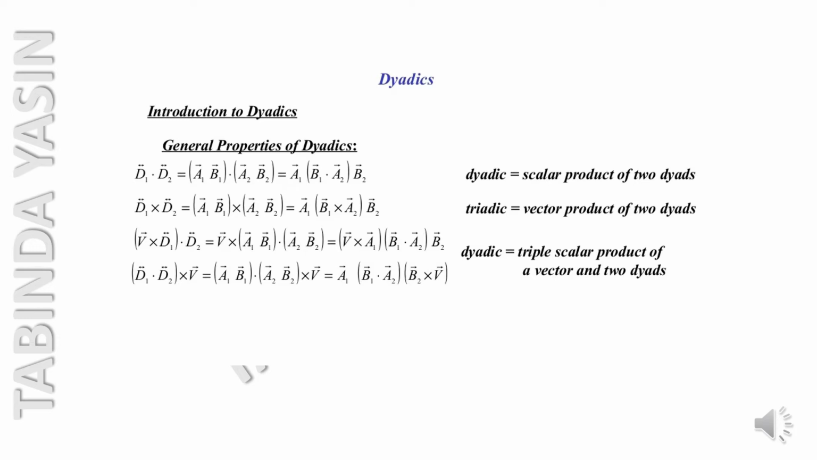And similarly, another form is d1 dyad dot d2 dyad cross v, that is equal to a1 b1 dot a2 b2 cross v, which is written as a vector into b1 dot a2 into b2 cross v. That is also a triple scalar product of a vector and two dyads.